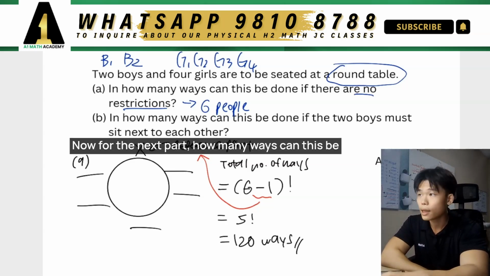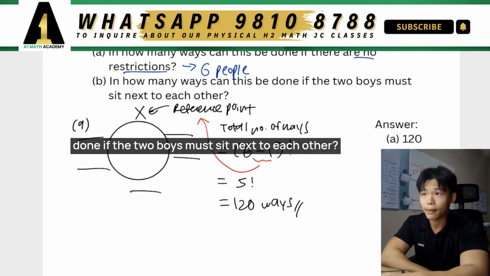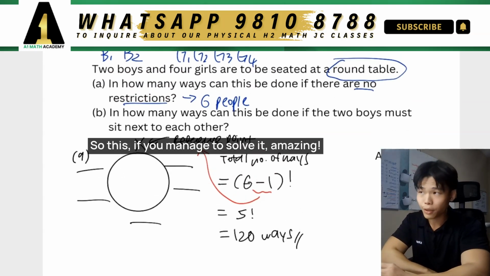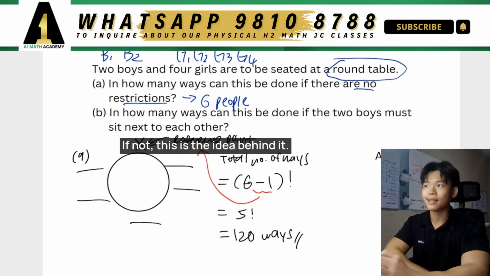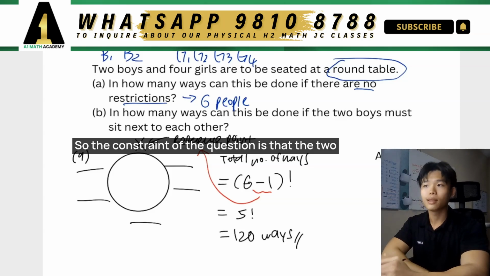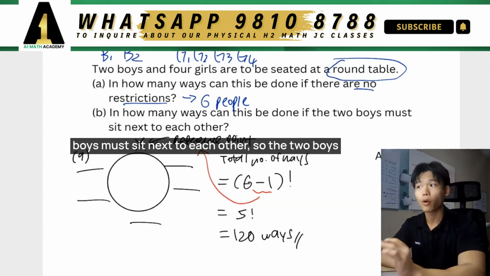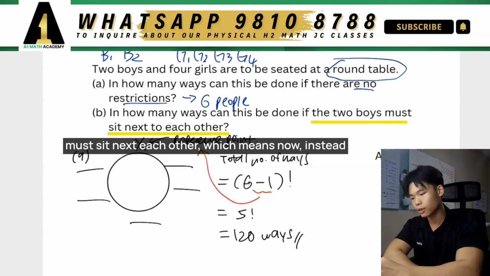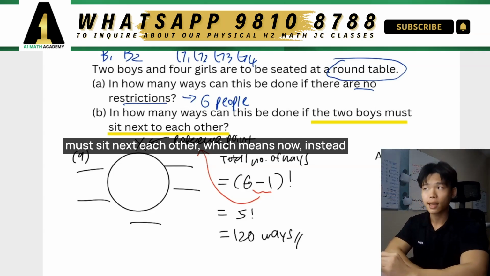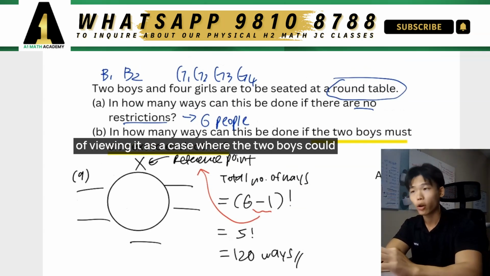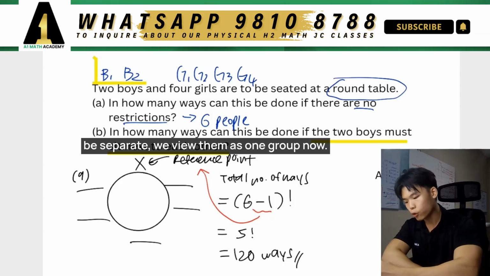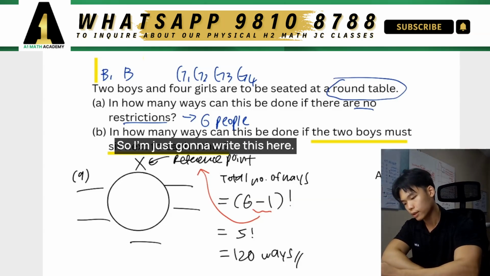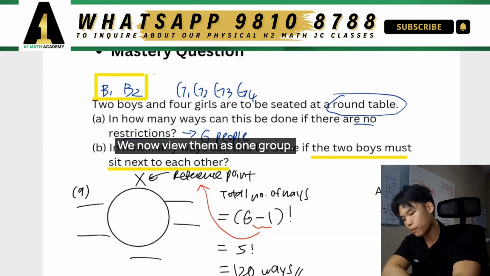Now, for the next part, how many ways can this be done if the 2 boys must sit next to each other? If you manage to solve it, amazing. If not, this is the idea behind it. The constraint of the question is that the 2 boys must sit next to each other, which means now, instead of viewing it as a case where the 2 boys could be separate, we view them as one group. I'm just going to write this here. We now view them as one group.